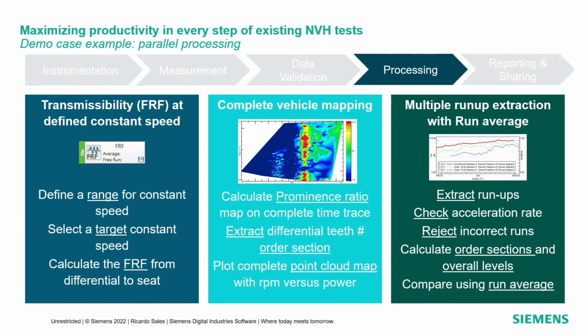The third one is a part where we process multiple run-ups that will be automatically extracted. We show how we do it in the tool, and only the ones that are considered good, criteria that we build based on the acceleration, will be used to calculate order sections, overall level, and at the end run average. So let's see how we do it in the software.